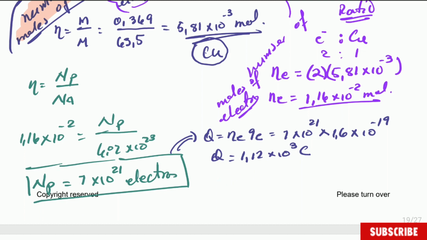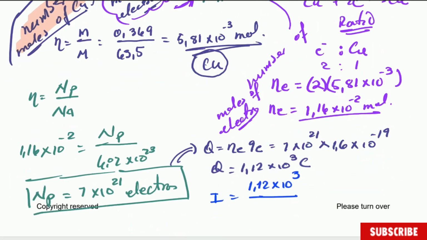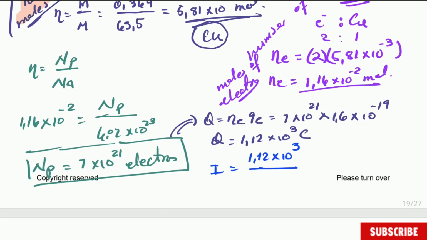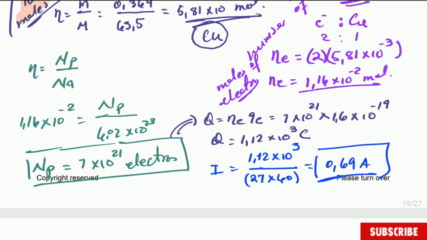And from here we go into the current, which is the final part of this question. Current is charge divided by time. The charge is 1,12 times 10 to the 3 divided by the time. The time is given to us, 27 minutes. We cannot work in minutes, we have to convert to seconds. So it's 27 times 60, because 1 minute has 60 seconds, and then you will get the final answer, the current to be 0,69 amperes, and this is the question. I hope it helped. It's not that bad.